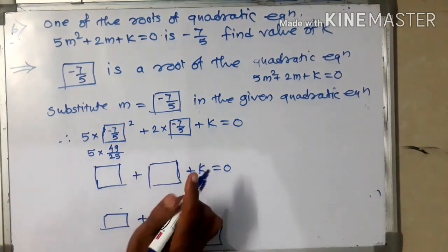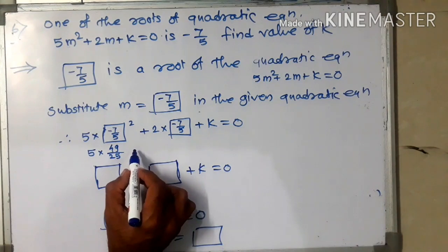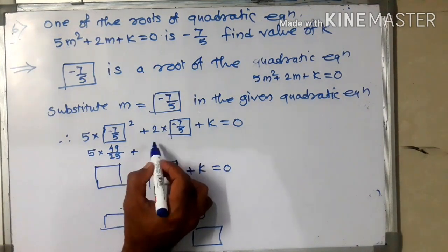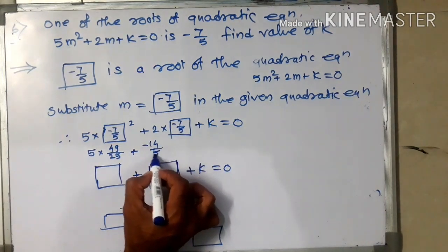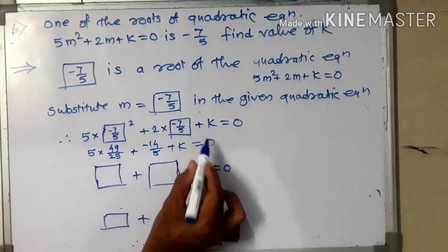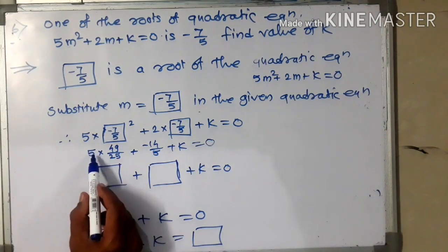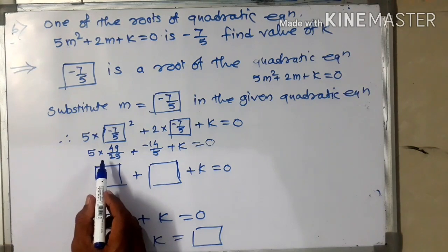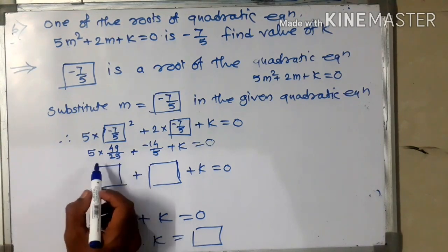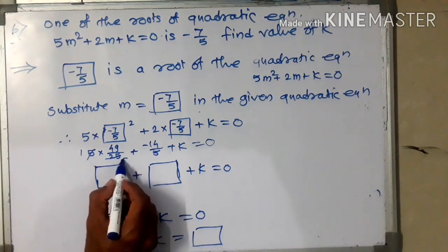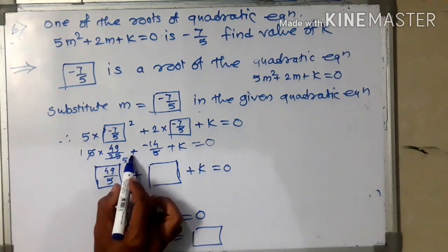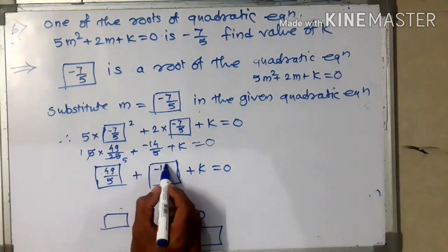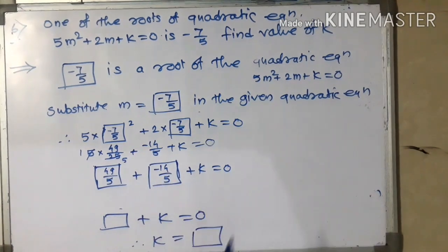plus into minus, minus, since there is a plus here, let's write plus till then. 7 2s are minus 14 upon 5 plus k equals 0. Now 49 fives are... Now we can reduce: 5 ones are 5, 5 fives are 25. So 49 upon 5 plus minus 14 upon 5 plus k equals 0.